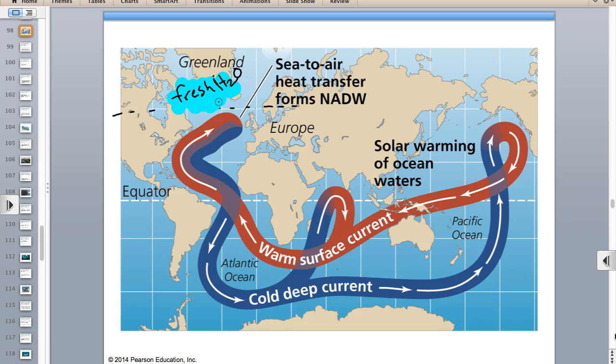What happens is the really cold, salty water that's left over after the ice freezes off the coast of Greenland drives deep, deep to the bottom of the ocean, and it goes all the way around the oceans, all the way around the world. And so there's this warm current part of it, and then there's that cold current part of it. But it all starts off the coast of Greenland.